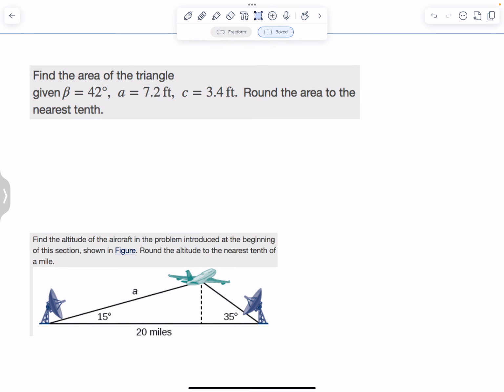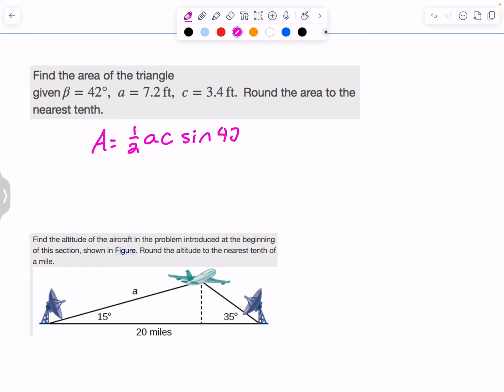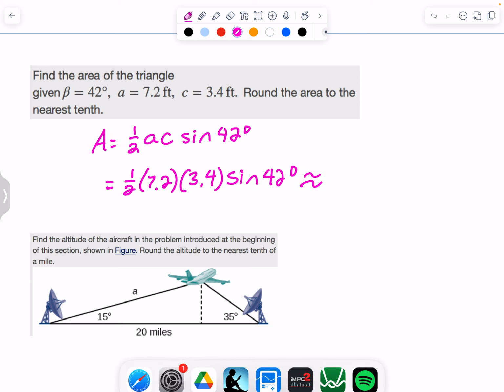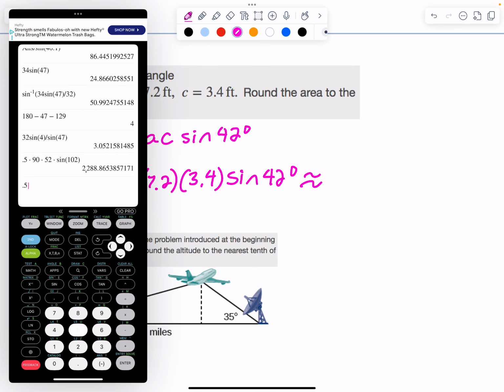Notice they have A, C, and beta. So area is equal, I'm going to write the formula, 1/2 times A times C times sine of 42 degrees. So I get 1/2 times 7.2 times 3.4 times sine of 42 degrees. Okay, that's going to give me a decimal. I got 0.5 times 7.2 times 3.4 times sine of 42, 8.2.